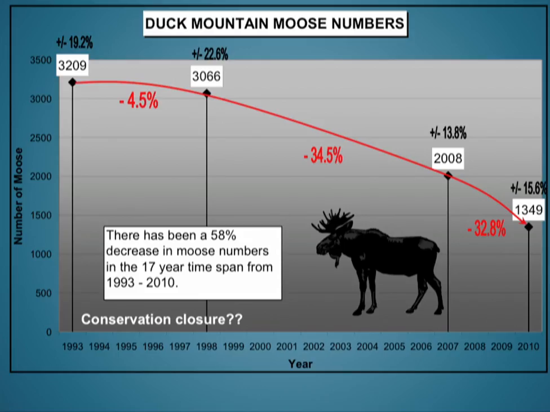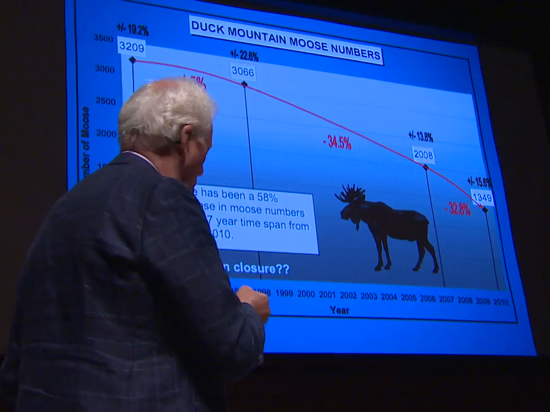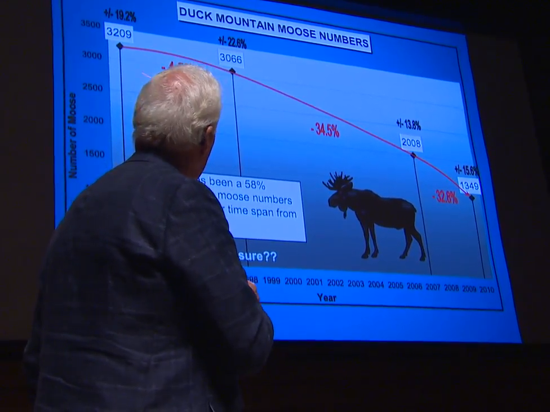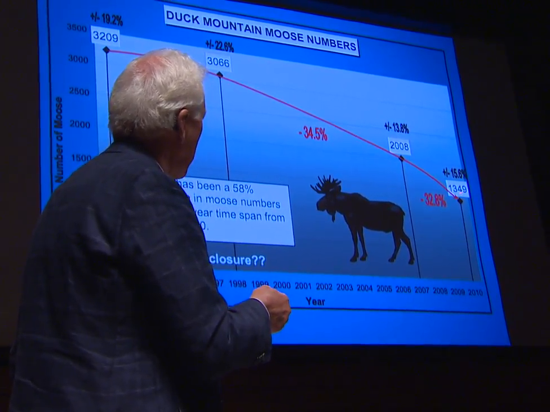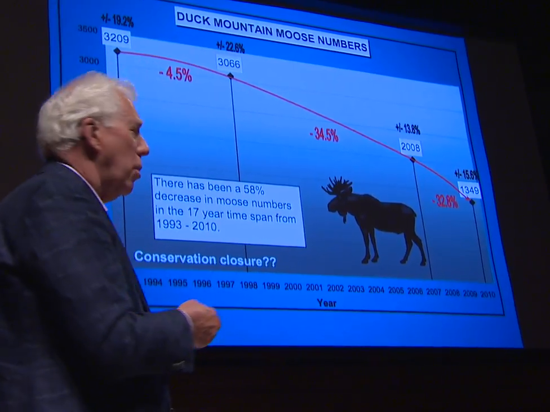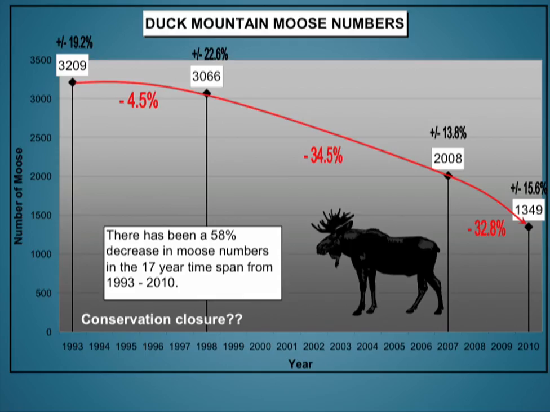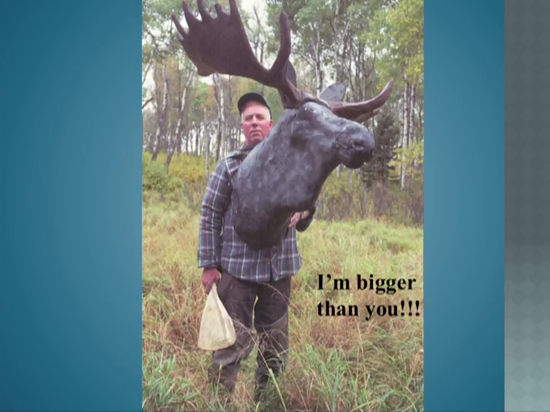Now, this is what's happened to some of the moose populations in Manitoba, in the Duck Mountain, for example. You can see from 1993 to 2010, we're down about 1,300. Well, in 2012, we were down around 1,100. Better than a 60% decrease.